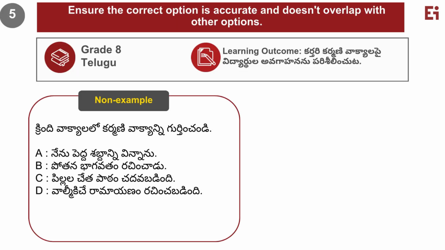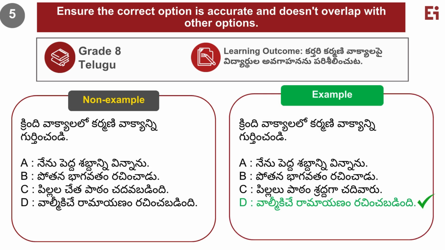Let's examine this question. The issue with this question is the overlap between the correct option and another option. In this case, the correct option D overlaps with option C or vice versa. This can confuse students. So how can we make this question better? By providing only one correct option.